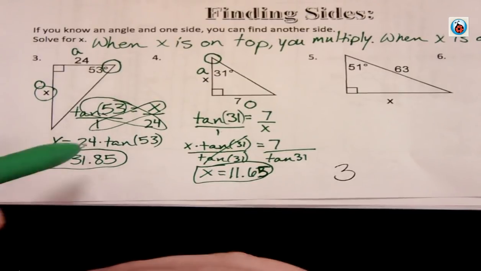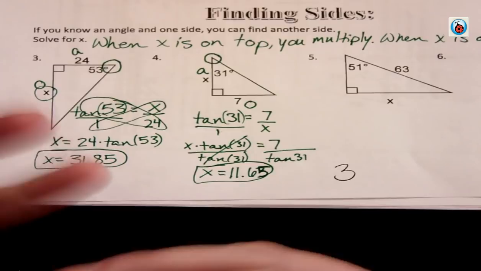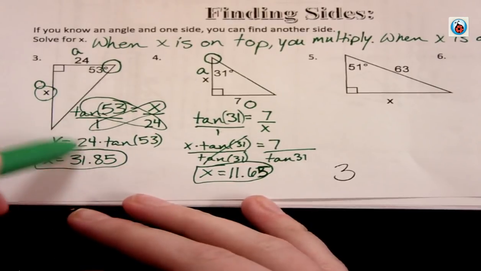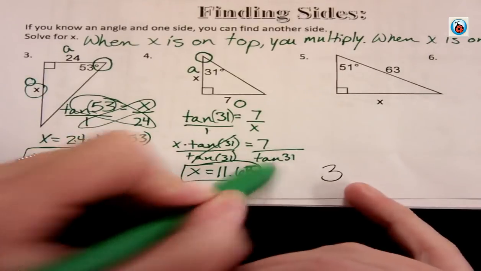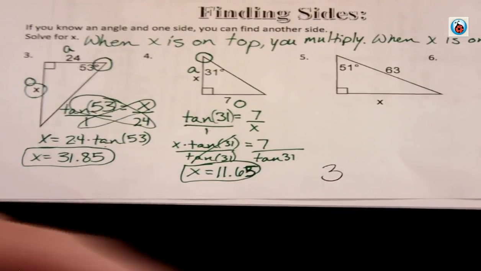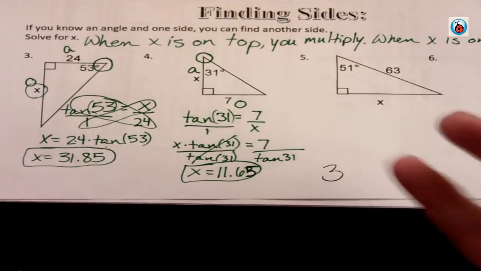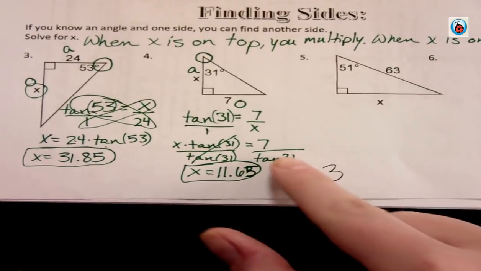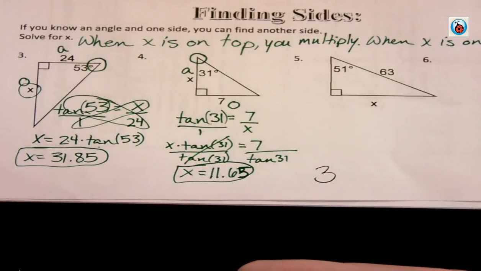Just remember what I said. Always put the number in first. That's what's going to keep you from getting lost. So 24 times the tangent of 53. 7 divided by the tangent of 31. Always put that whole number in the calculator first, and then your tangent or sine or cosine will go in second.